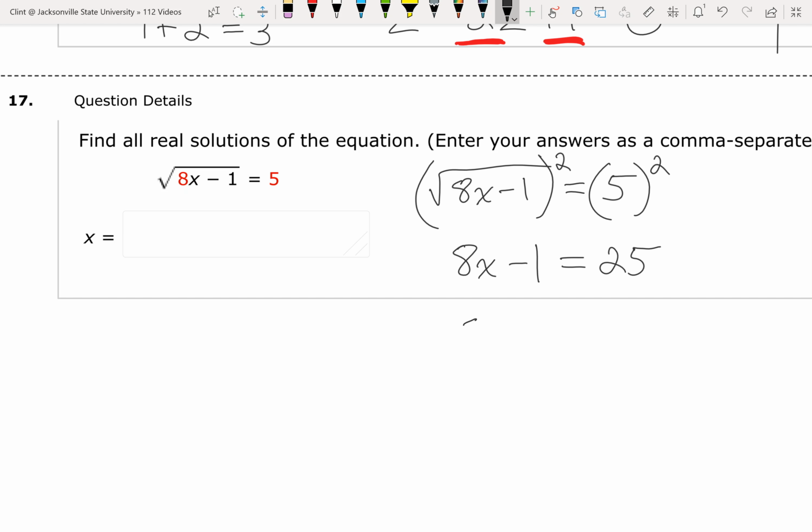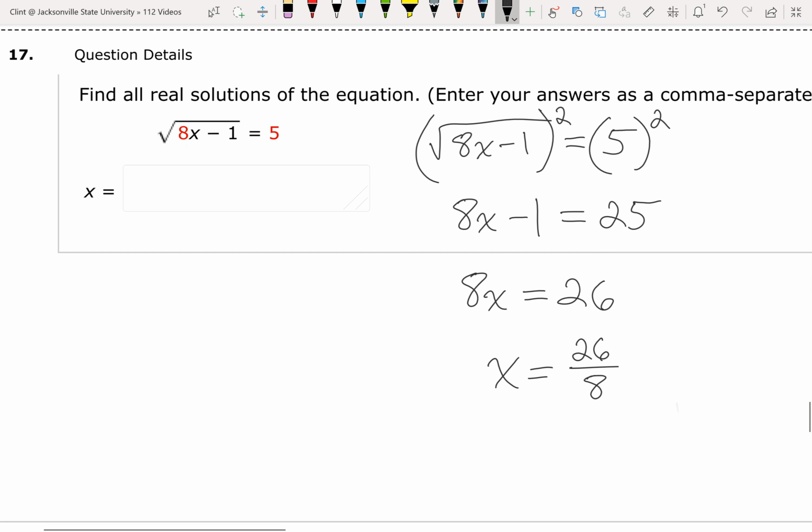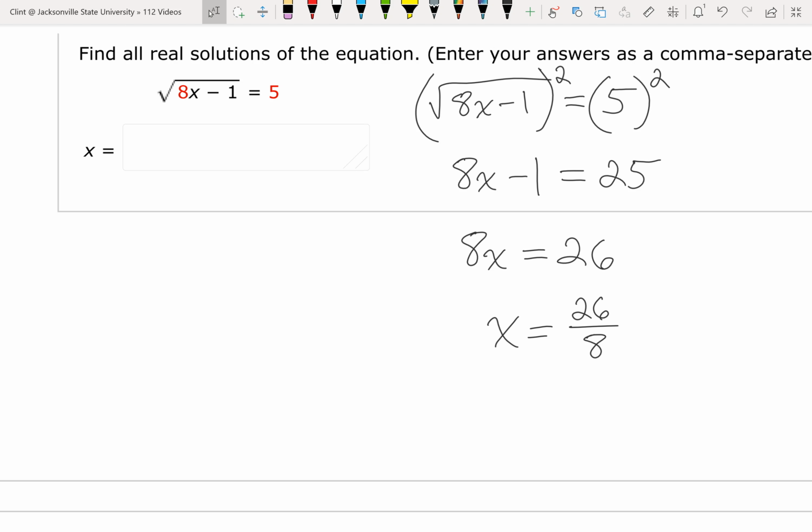Now I'm going to add 1 to both sides, so 8x equals 26. Divide both sides by 8. And then we need to simplify, so let's see, I know that's 13 over 4. Divide the top and bottom by 2, and that's all we can do there. We can't simplify 13 anymore. So 13 over 4. Oh, I jumped ahead a little bit there.